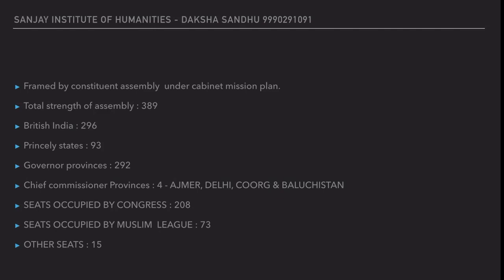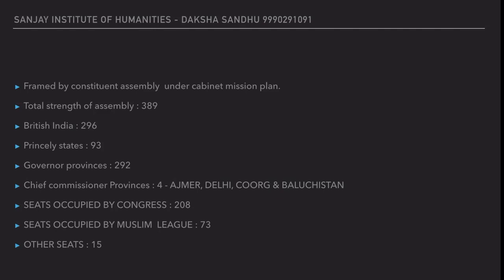Total seats occupied by Congress were 208, and seats occupied by Muslim League were 73. Other seats were 15, which were occupied by different sections of the community and the society. After the election, Muslim League refused to cooperate with the Congress and the political situation got worse. Hindu-Muslim riots started. Muslim League demanded a separate constituent assembly for Muslims in India.